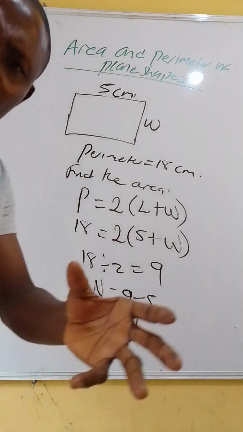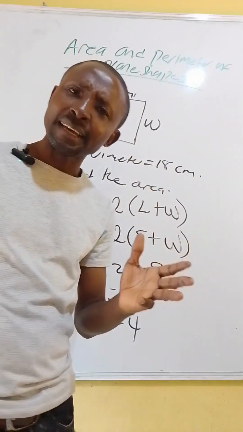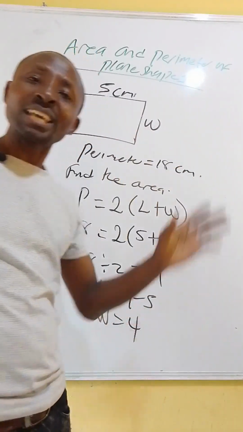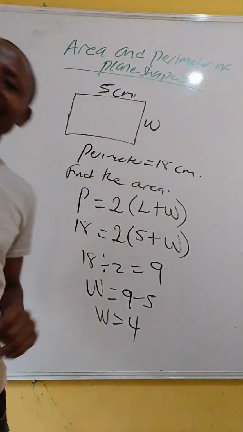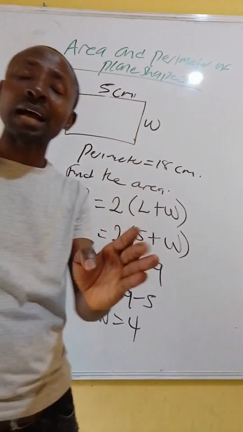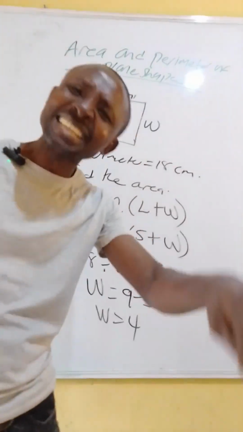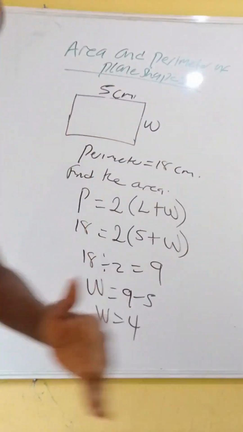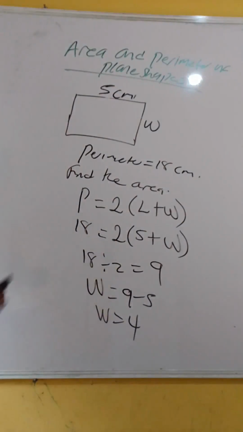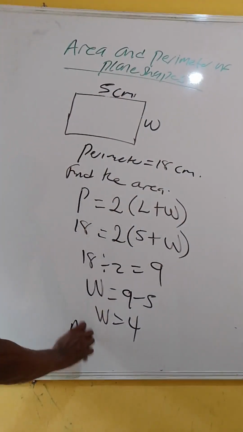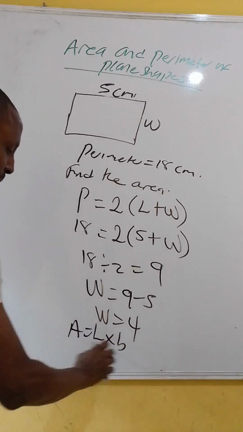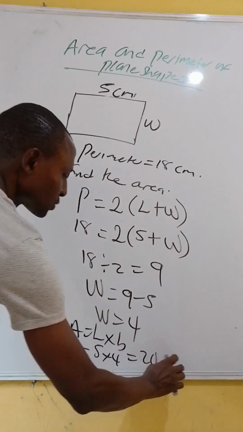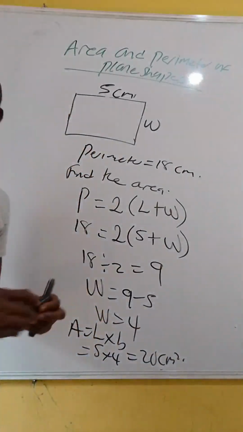So how to work with a rectangle when given the width or the length and the perimeter: divide the perimeter by 2, then subtract whatever you are given, whether the width or the length. Then with this, we can get the area. Our area is length times breadth, which is 5 times 4. That will give us 20 centimeters square.